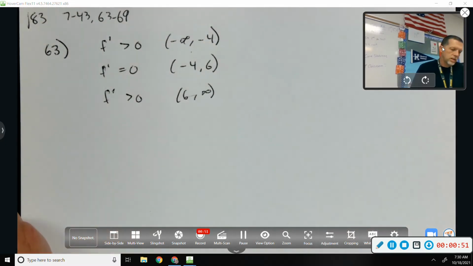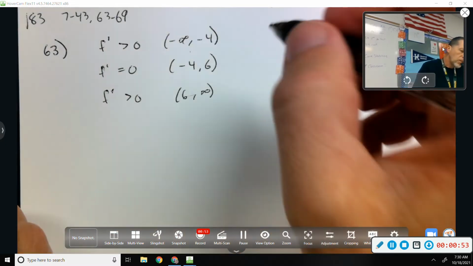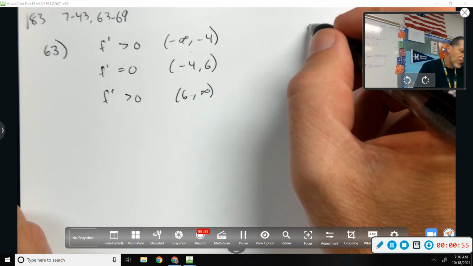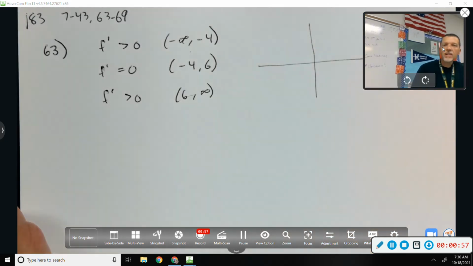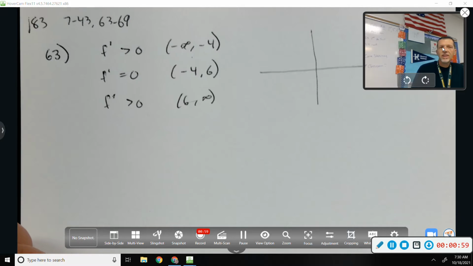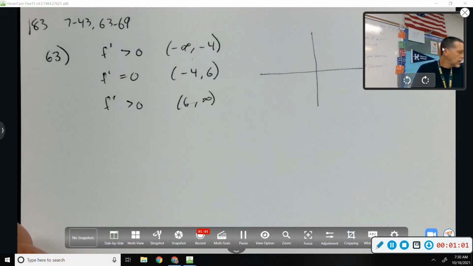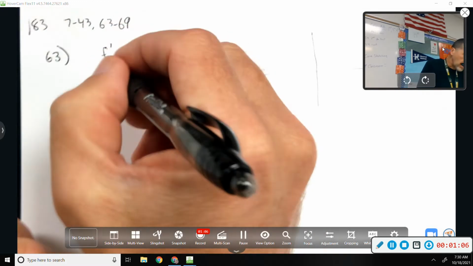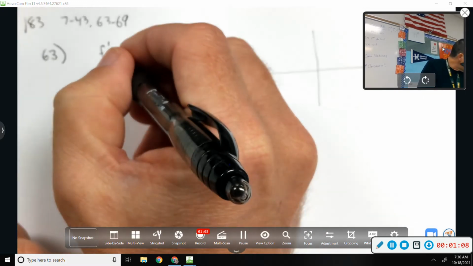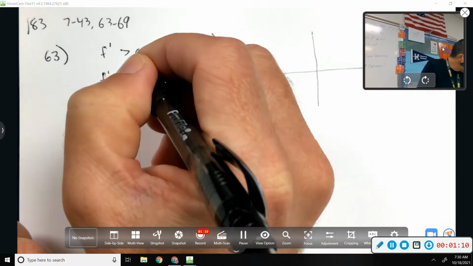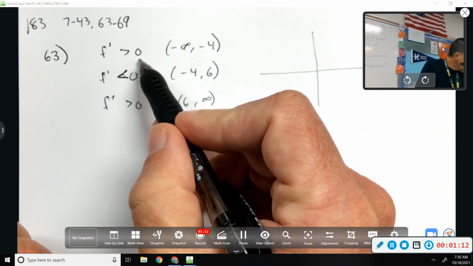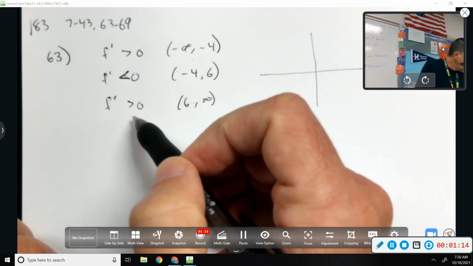I'm first thinking I might want to just try to sketch this thing very roughly. Yes, sir? The top f prime and the bottom f prime is supposed to be different, the greater than and less than signs. Wait, no, but the one I did miss was this is less than. Greater than 0, less than 0, greater than 0.